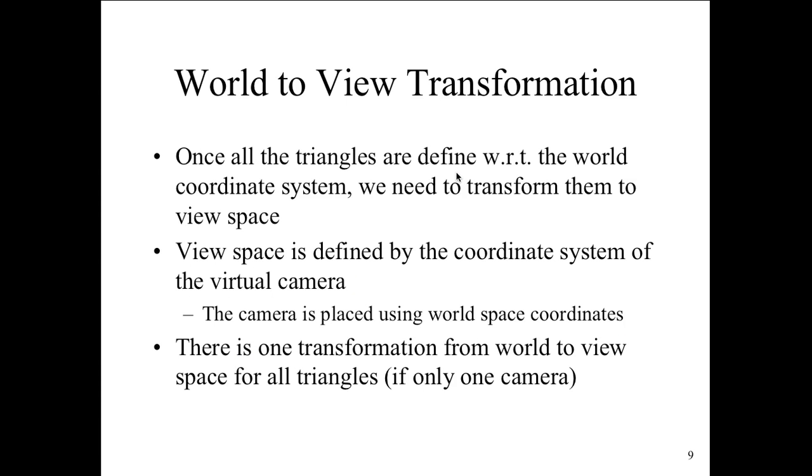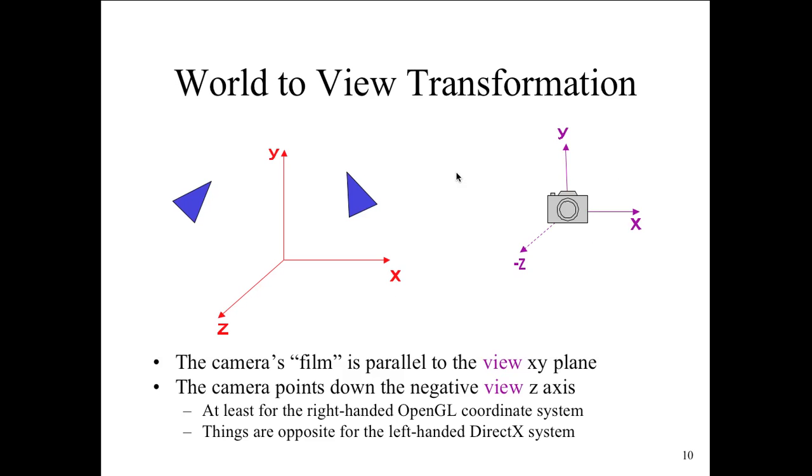So the world to the view transformation. Once all the triangles are defined in the world coordinate system, we need to transform them into the view space. The view space, here's the world, I'm going to flip back to it, is the camera view. Some people refer to it as the camera, but it's the orientation for where you're looking. Are you looking behind, in front?